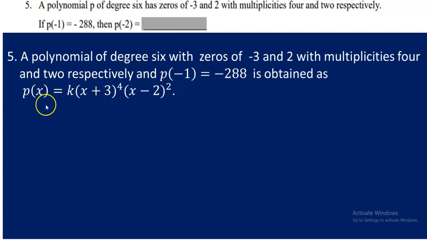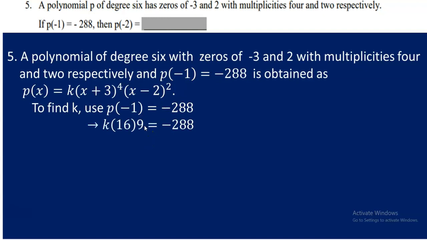Look, this is a polynomial in general. P of x, the polynomial having multiplicity 4, as you see, and 2, because it says so here, multiplicity is 4 and 2. The zeros are minus 3 and 2, so x plus 3 has to be taken because it is minus 3 that makes this 0. And here x minus 2 has to be taken because if you put 2 here, the whole thing turns to 0. So look, everything is written, but we don't know the coefficient here. You don't have a certain real number in front, but that is supposed to be determined by using this one. P of minus 1 is negative 288. So look, to find the value of k, you need to use this one.